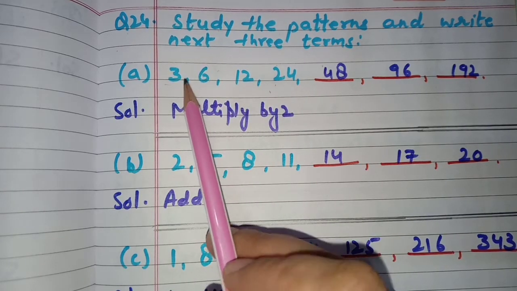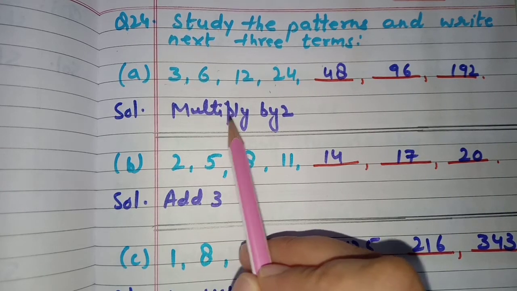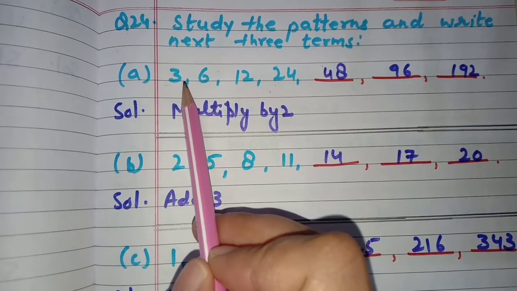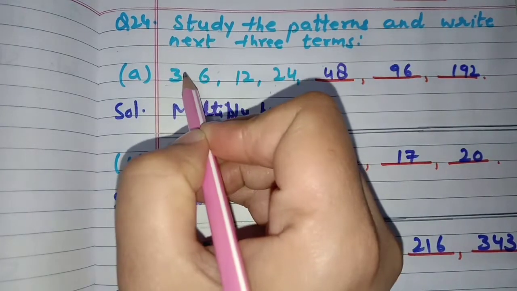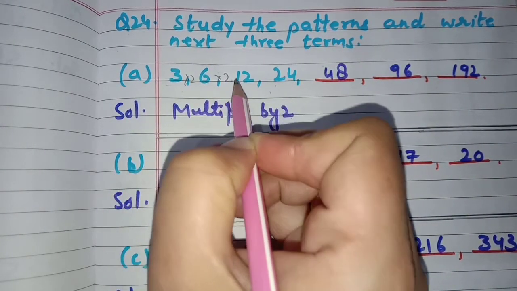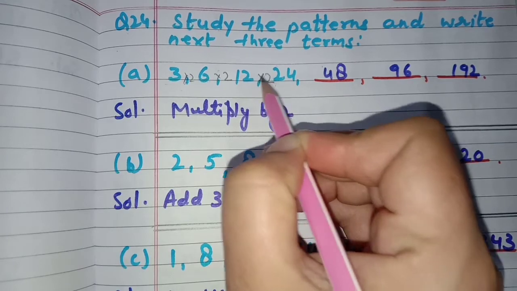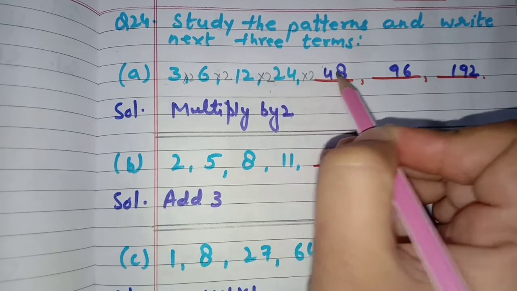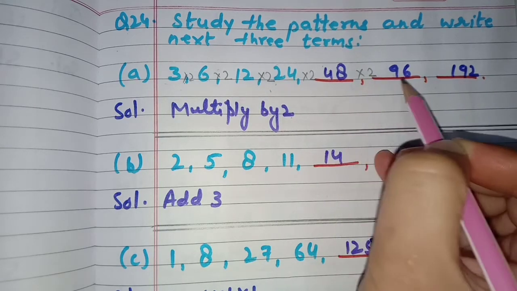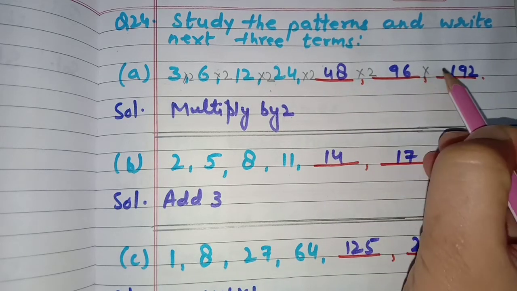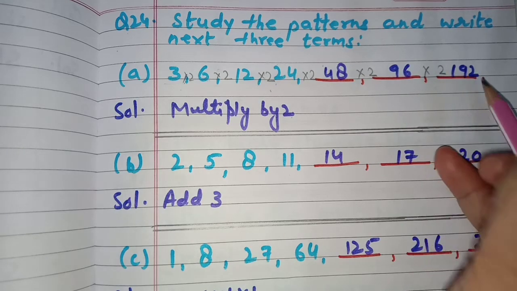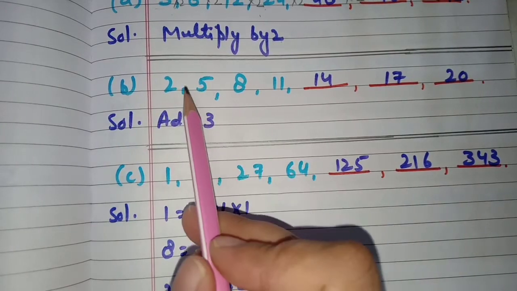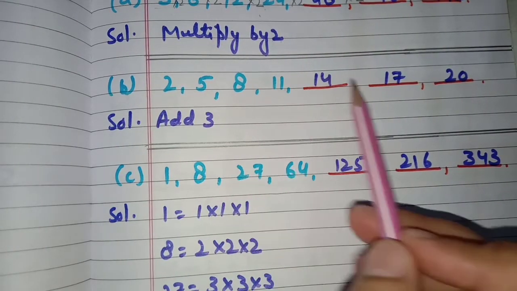So here the pattern which is being followed is to multiply every given number by 2 and then write the next number. So 3 multiplied by 2 is 6, fine, and 6 multiplied by 2 is 12 and 12 multiplied by 2 is 24. Similarly 24 multiplied by 2 is 48, 48 multiplied by 2 is 96 and 96 multiplied by 2 is 192.